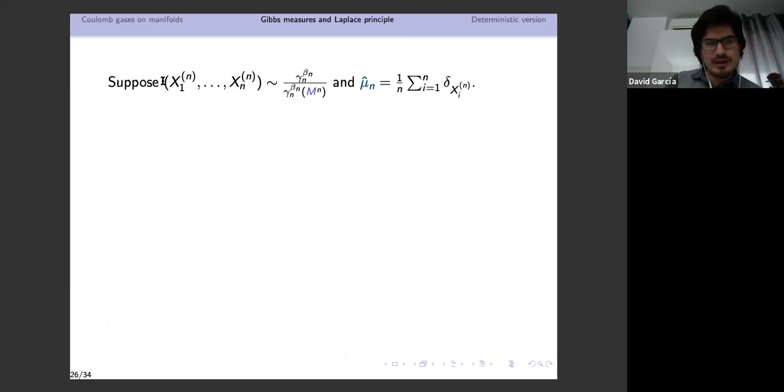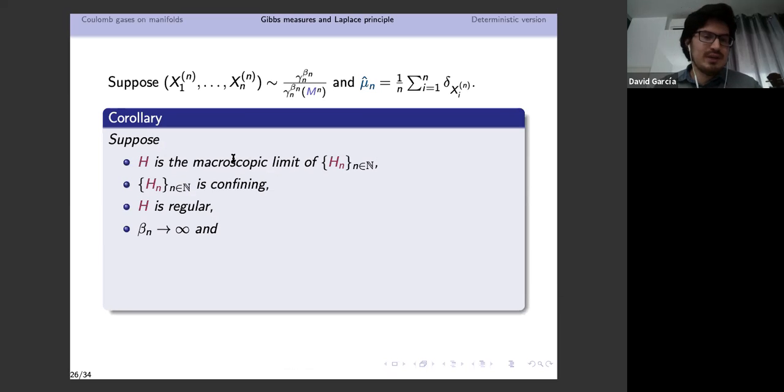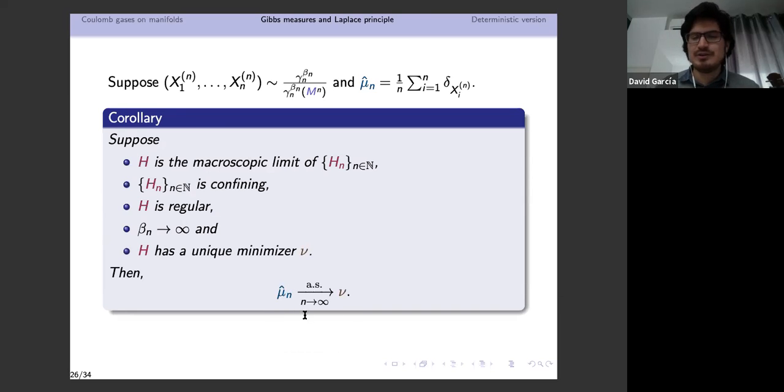We take n points distributed according to the normalized Gibbs measure, and we take the empirical measure mu n hat, so that we have under the same conditions. And we have to ask one more. H has a unique minimizer nu, then the empirical measure will go to nu almost surely. So the proof is the same that I spent 3 slides before.